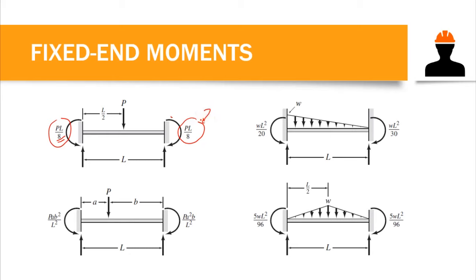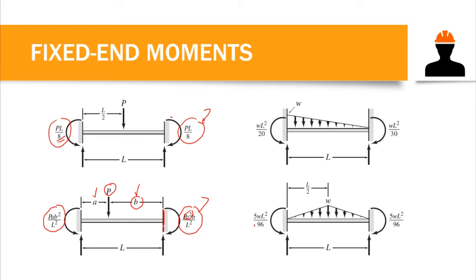on the right support. Now, what if our P is at a distance A from the left and B from the right? Our fixed end moment on the left support is PAB squared over L squared, while on the right support it is PA squared B over L squared. As you can see here, we square the farthest distance. Okay, look at the formula. We square A because this is the farthest from the right support. Okay, so that's how you memorize, or have a way of familiarizing yourself with, this formula.